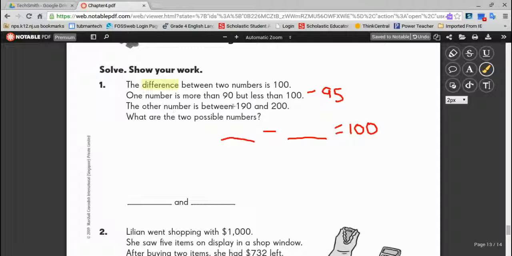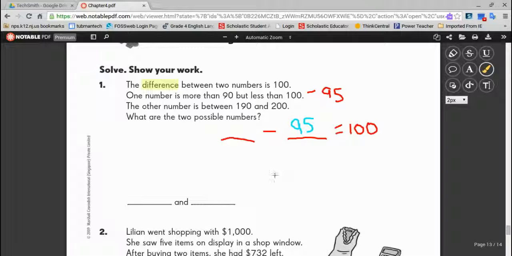The other number is between 190 and 200. Well, I know that this number is greater than 95, so I know 95 has to be in this spot right here because I can't subtract a bigger number from a smaller number. I need to subtract the smaller number from the bigger number, and I know that 190 to 200 is bigger than 95. Alright, so I have this equation right here. Something minus 95 equals 100.